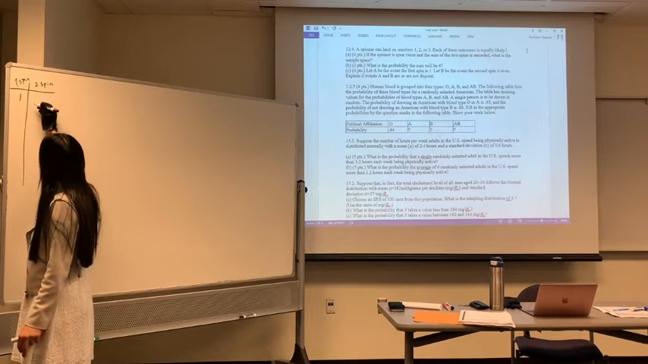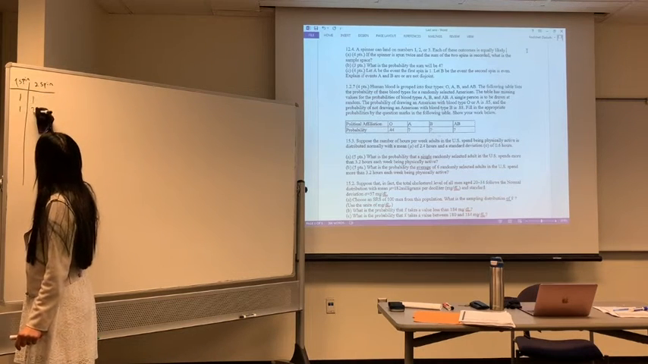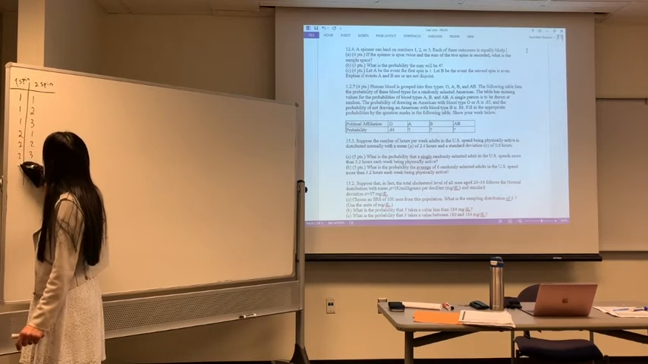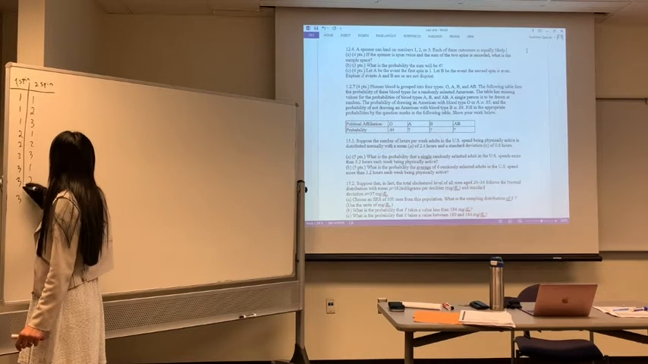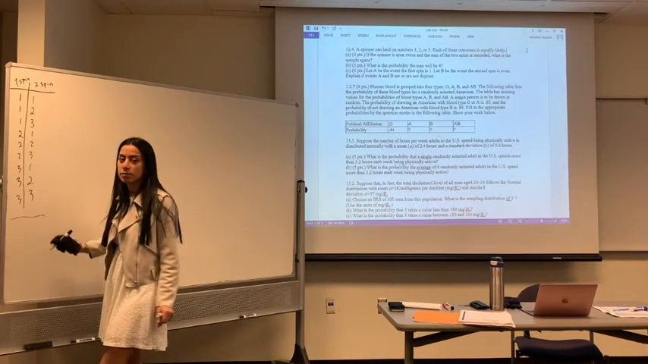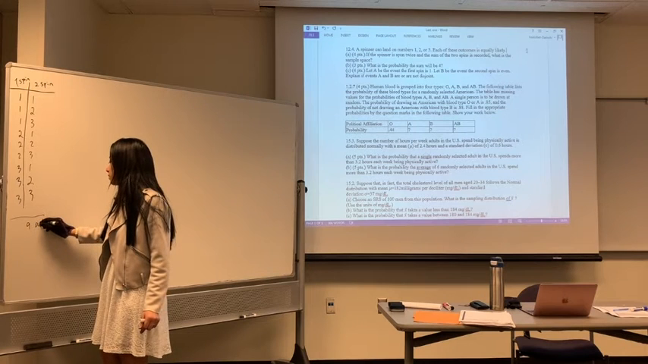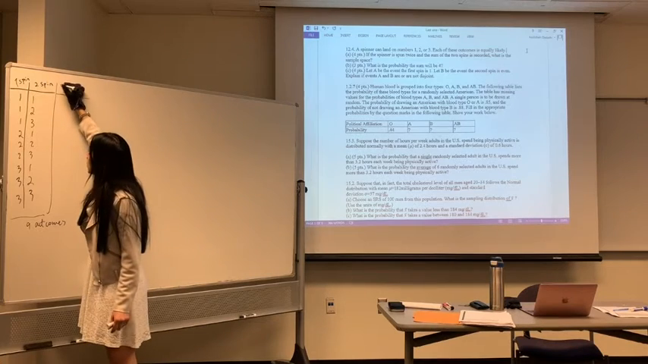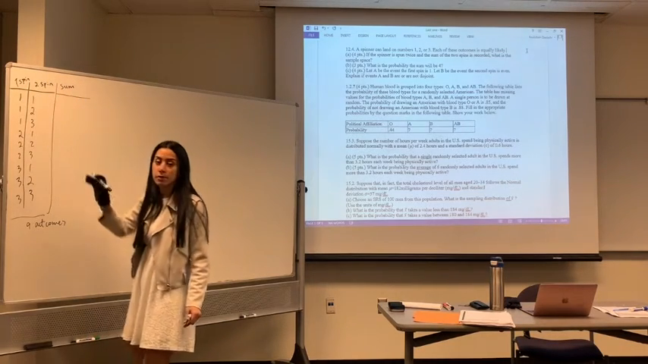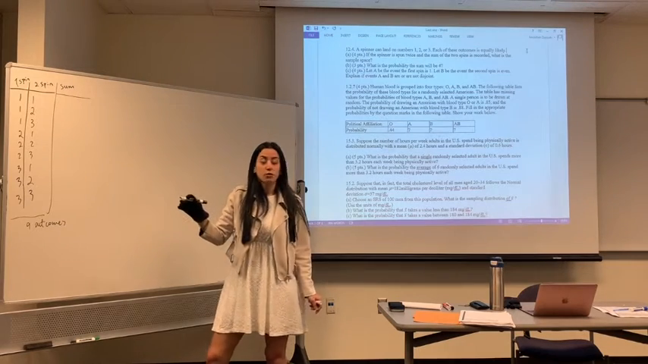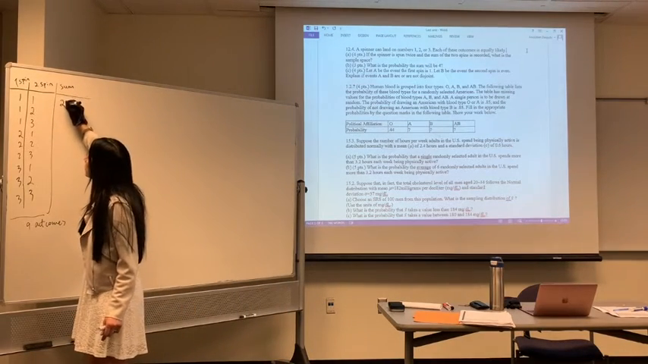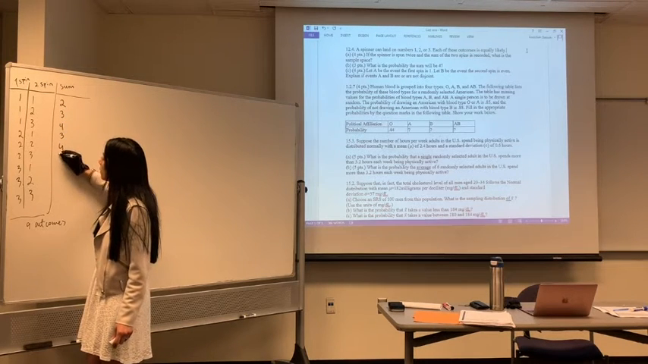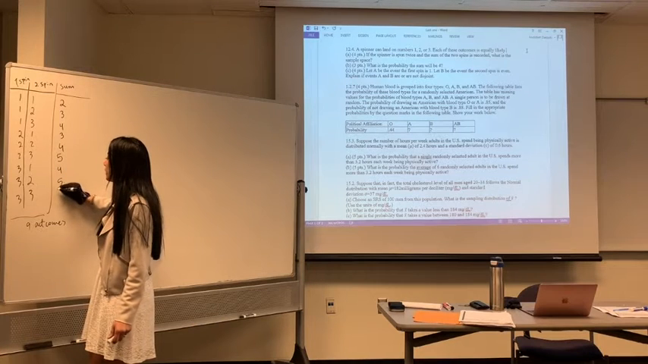The first one can show 1, this one 1: 1,1; 1,2; 1,3; 2,1; 2,2; 2,3; 3,1; 3,2; 3,3. How many outcomes? 9 outcomes. Because they asked us to add these 2 numbers and write down the outcome, we should write down the sums: 2, 3, 4, 3, 4, 5, 4, 5, 6.